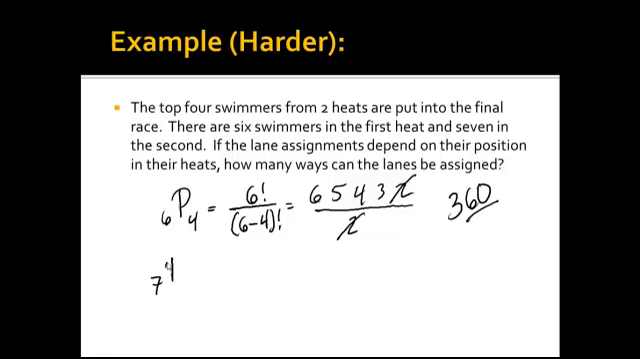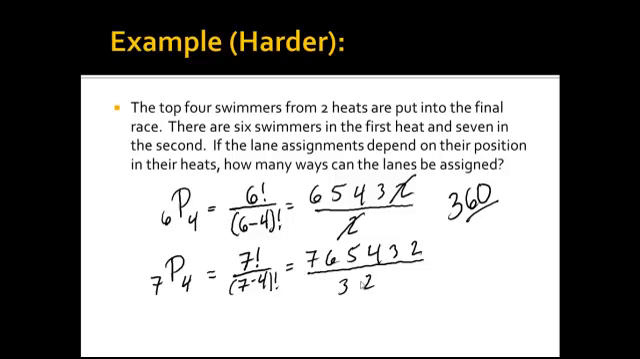Then I do the same thing here, which is going to look exactly the same. I'm doing 7 minus 4. So what I end up with is 7, 6, 5, 4, 3, 2. Not going to worry about writing the 1 again. 7 minus 4 is 3. 2's cancel. 3's cancel. And what I end up with here is 840.